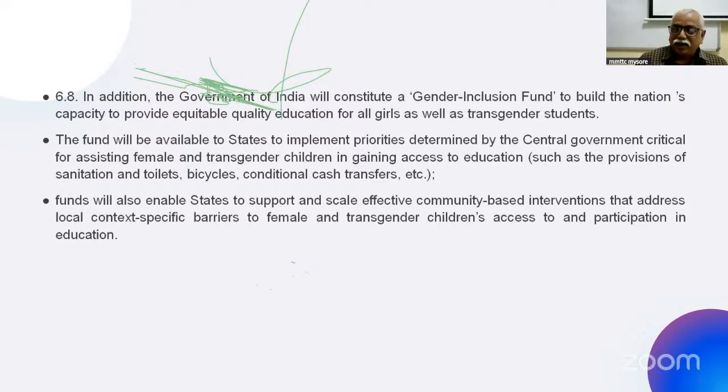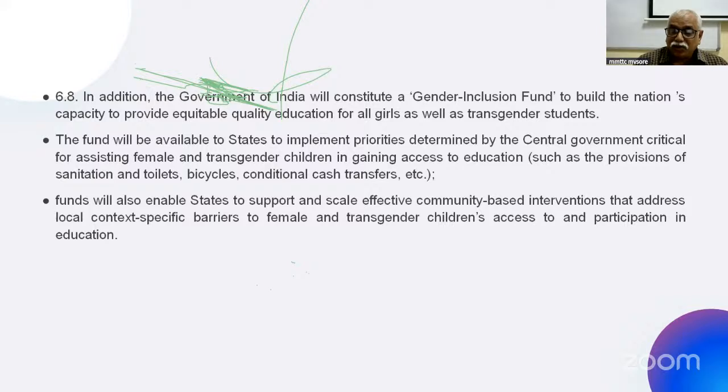They are highlighting what this can be used for: providing bicycles, sanitary pads, constructing toilets for girls, and even conditional cash transfers to students, or whichever things are exclusively created for promoting girls' education. For doing such specific activities, this fund can be utilized. This will also enable states to support and scale effective community-based interventions.